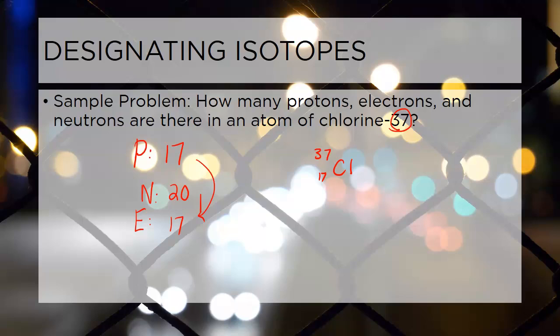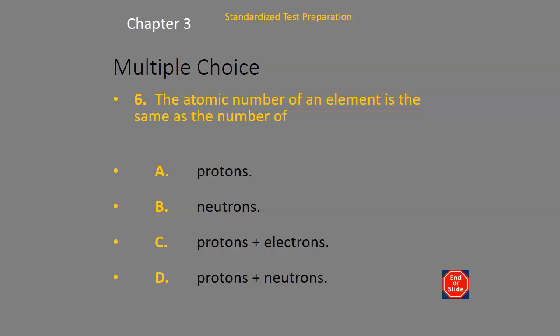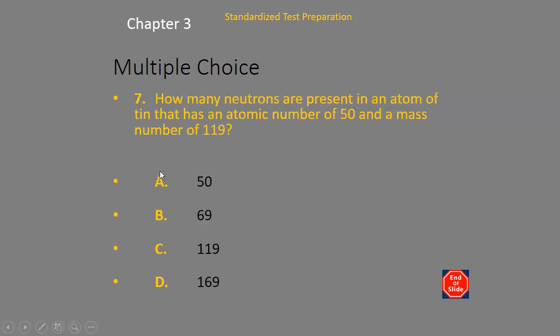So we already kind of said this just now. The atomic number is the same as the number of protons. And then you can tell me this one. How many neutrons are present in an atom of tin? We've got an atomic number of 50 and a mass number of 119. So we take 119 minus 50, and we get 69.